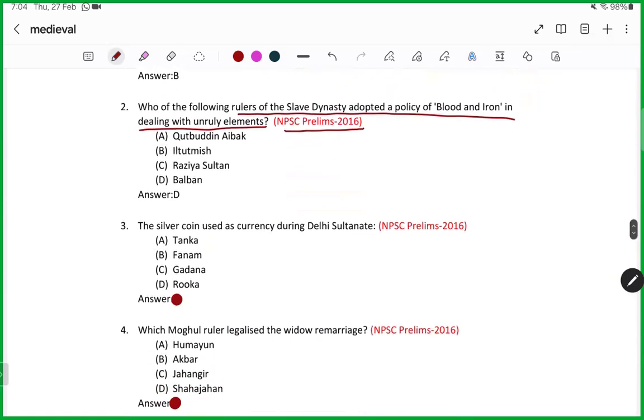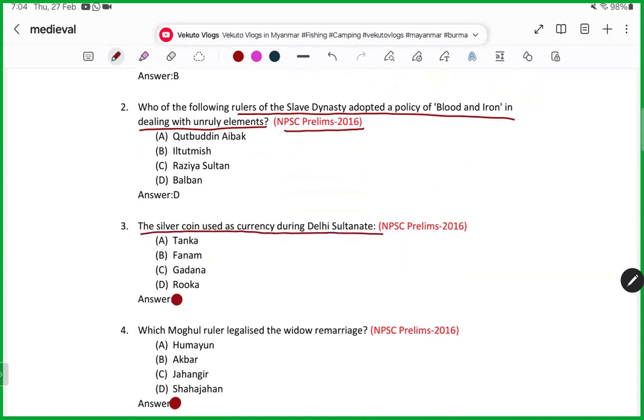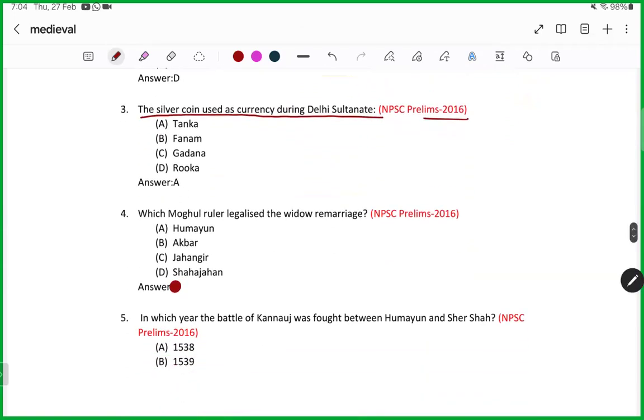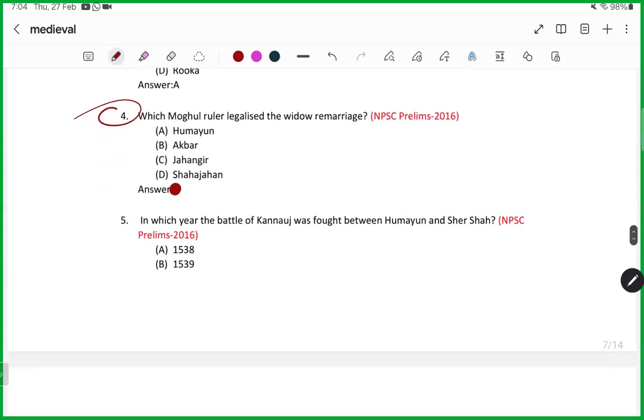Option D, very good. Then, the silver coin issued as currency during the Delhi Sultanate, 2016 prelims. What is the name of the silver coin? Option A, okay, very good. Then, which Mughal ruler legalized? This one we have not discussed yet, and in which year of battle?